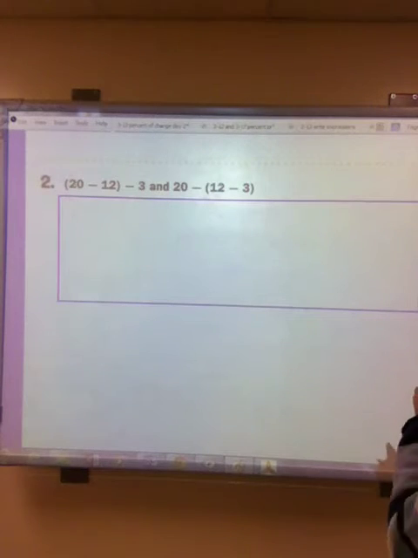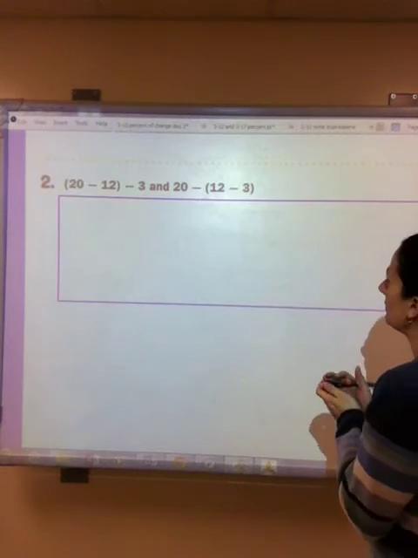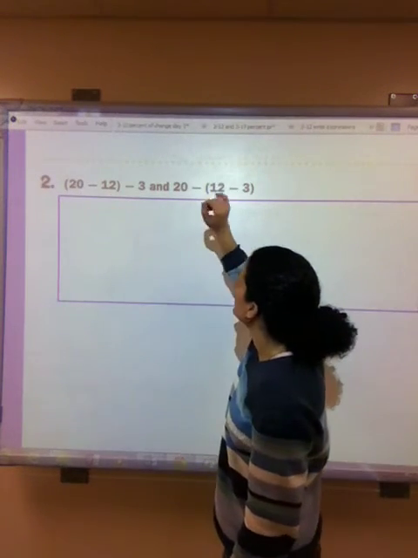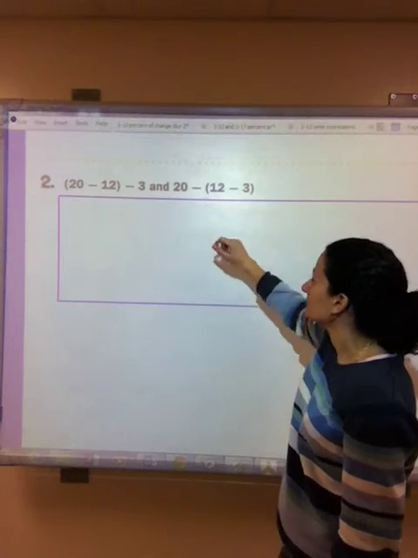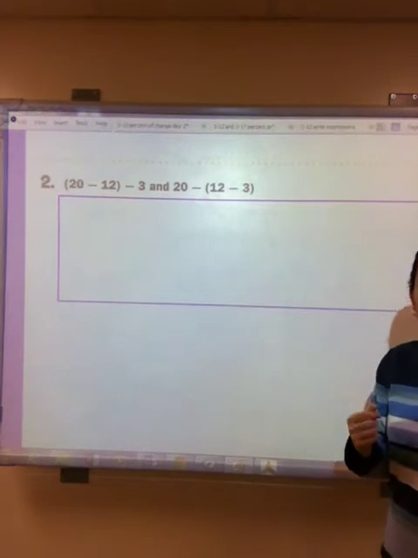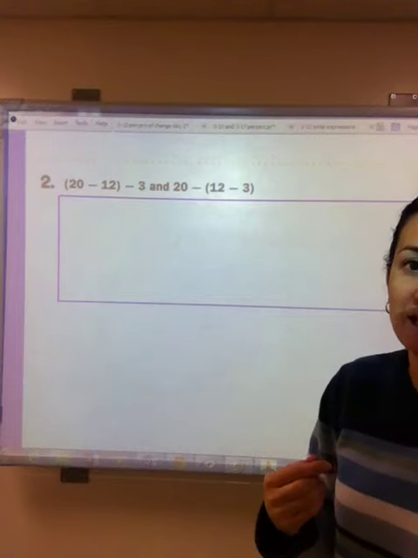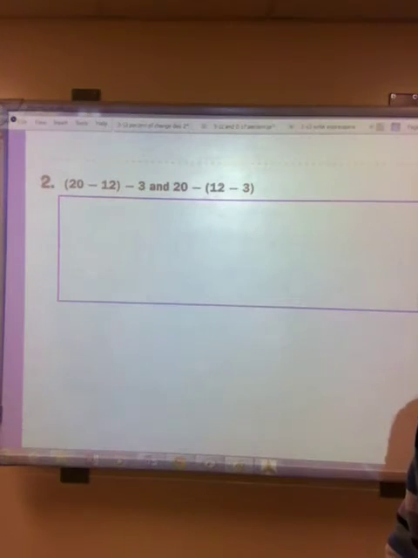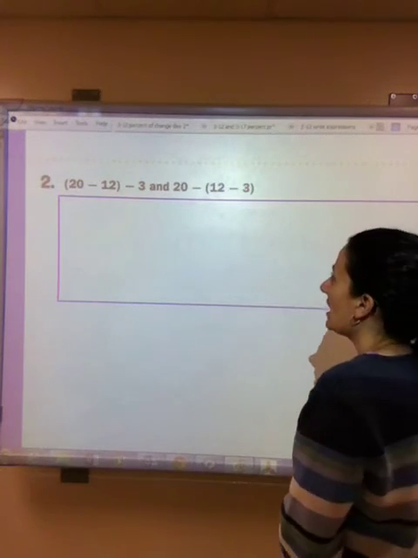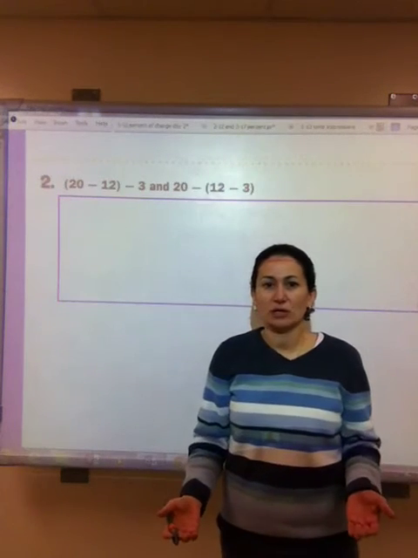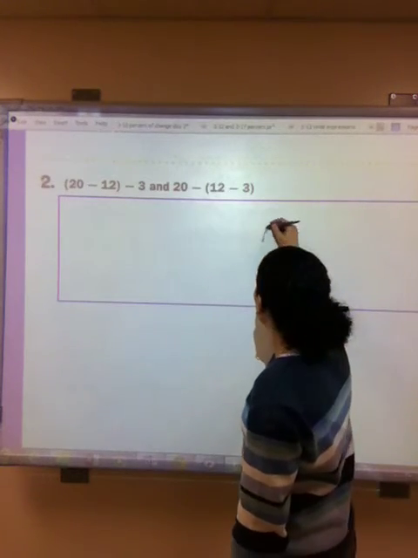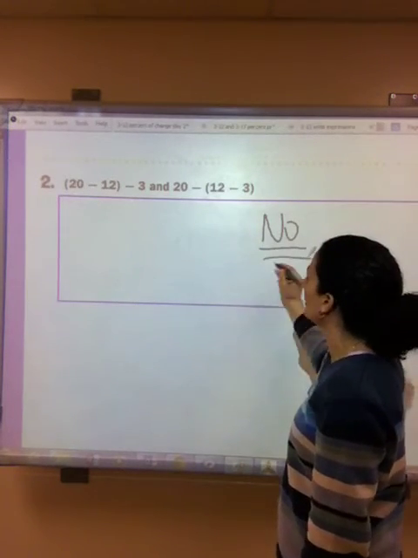Actually, 4 more. Take a look at this one, 20 minus 12 minus 3. The grouping symbols here are around 20 and 12. Here they're around 12 and 3. You should notice something very important, and that is that the operational symbol here is subtraction. None of the property rules that we've learned involve subtraction. Let me show you why this is not going to be true. This is going to be a big no.